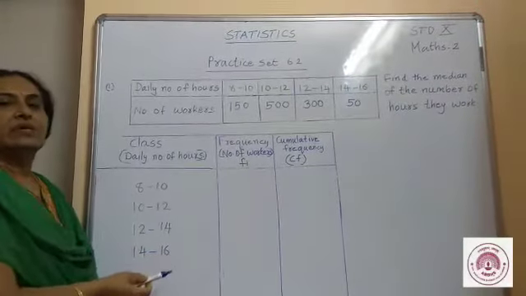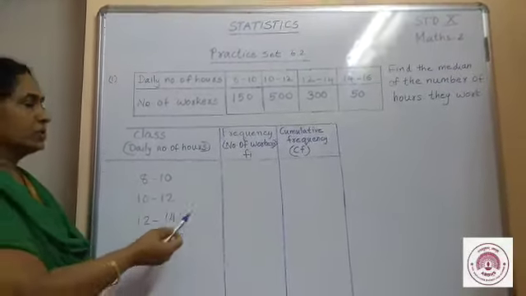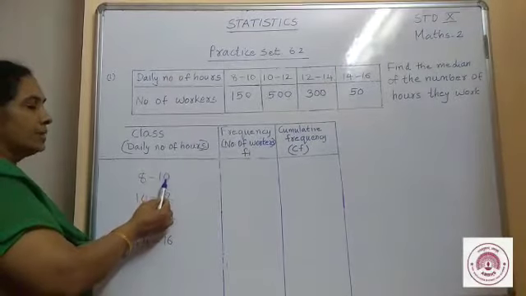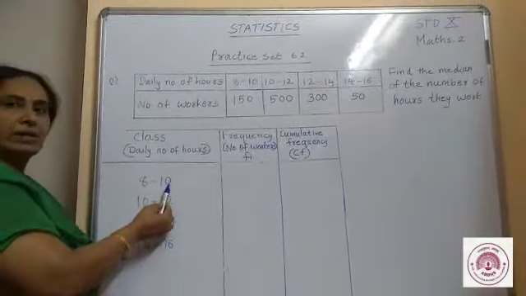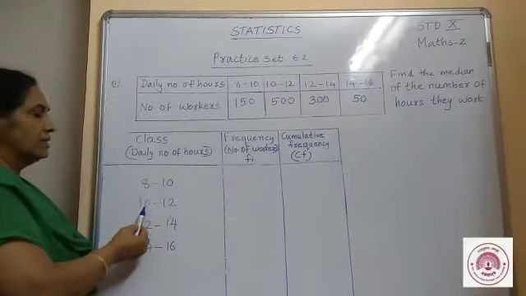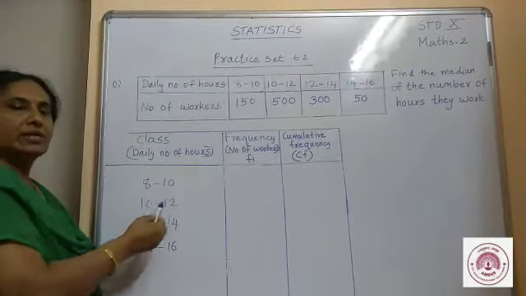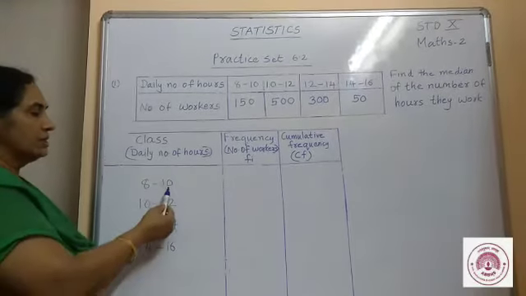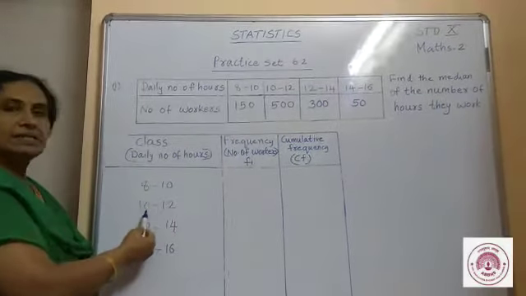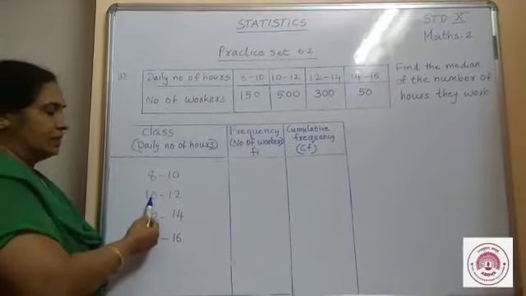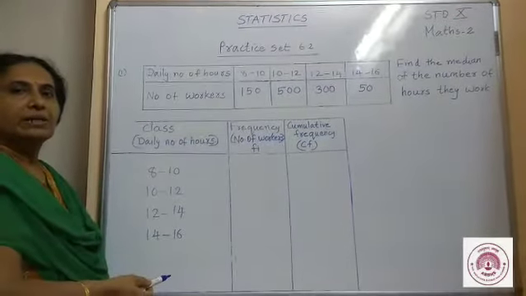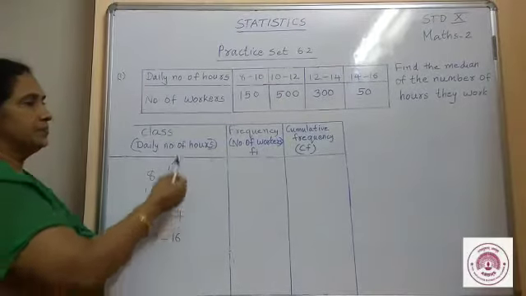How can we check whether classes are continuous or not? See the upper class limit of a class. See the difference of the upper class limit of a class and the lower limit of the class succeeding it. So what is the difference? Here they are the same. If they are not equal, then we have to make the classes continuous.